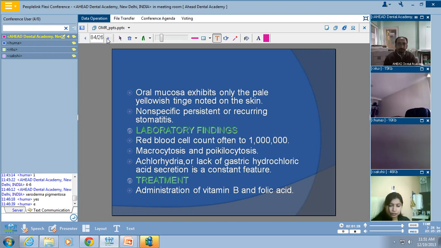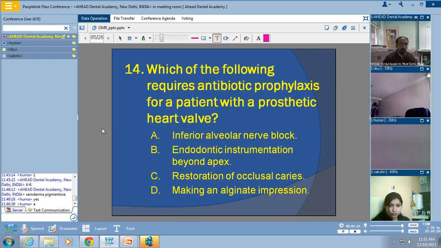Now next question. Which of the following requires antibiotic prophylaxis for a patient with a prosthetic heart valve? Now this is a really tough question. Tough in the sense that it is a clinically oriented subject. Which is your answer? Nerve block. Do we need to give antibiotics for a nerve block?